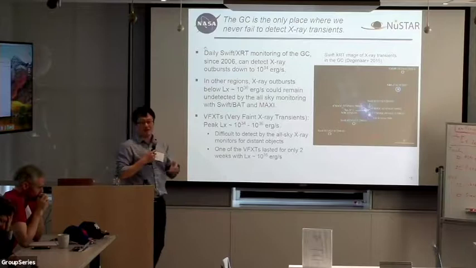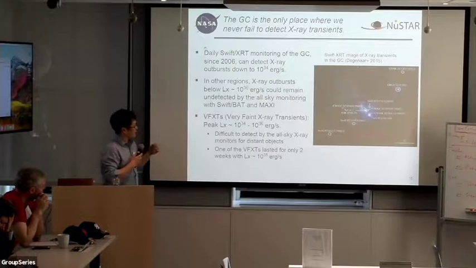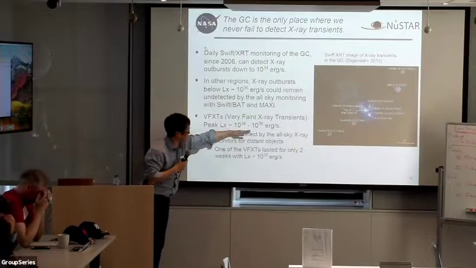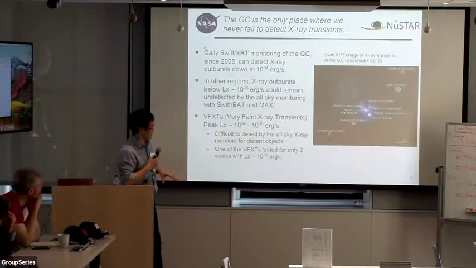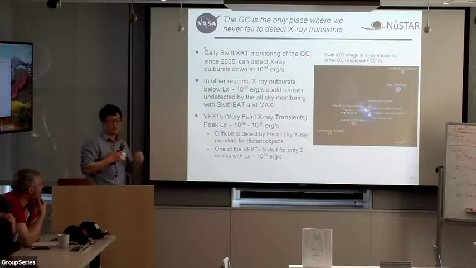There is something called VFXTs, standing for very faint X-ray transients. Their peak X-ray luminosity is below 10^36 erg per second, down to 10^34. The Swift program looking at the galactic center discovered 9 of them. This is something new that people have been interested in over the last decade.